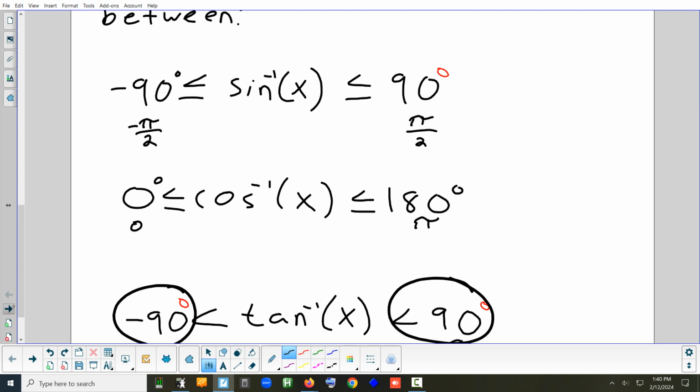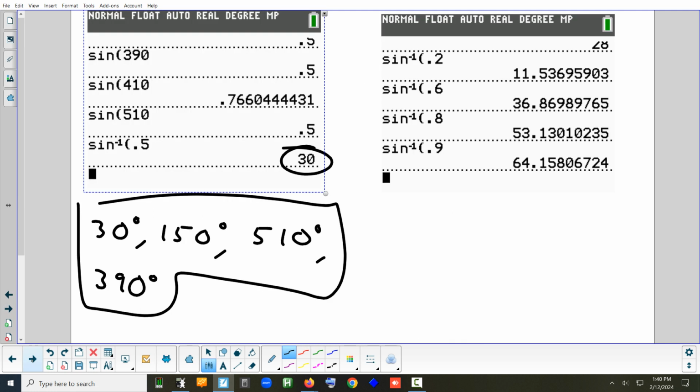So the reason these numbers are what they are, negative 90 to 90, 0 to 180, is because it will make sure you only get one answer. If we didn't pick those numbers, we could potentially get more than one answer when we do inverse trig. We don't want that. When you do inverse trig, you have to get a single answer.